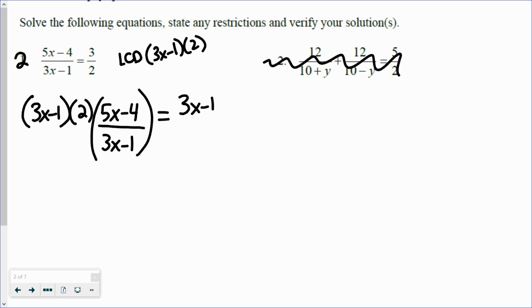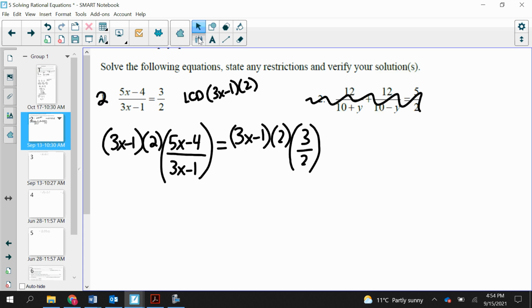So again, I'm multiplying each term, both on the left-hand side and the right-hand side, by that lowest common denominator. So what I'm going to do now is go to my colored pens, because you guys know I like making things fancy. So what I can see is now I am multiplying by something that I have in the denominator in both cases here. So I have a 3x minus 1 as a numerator and a denominator.